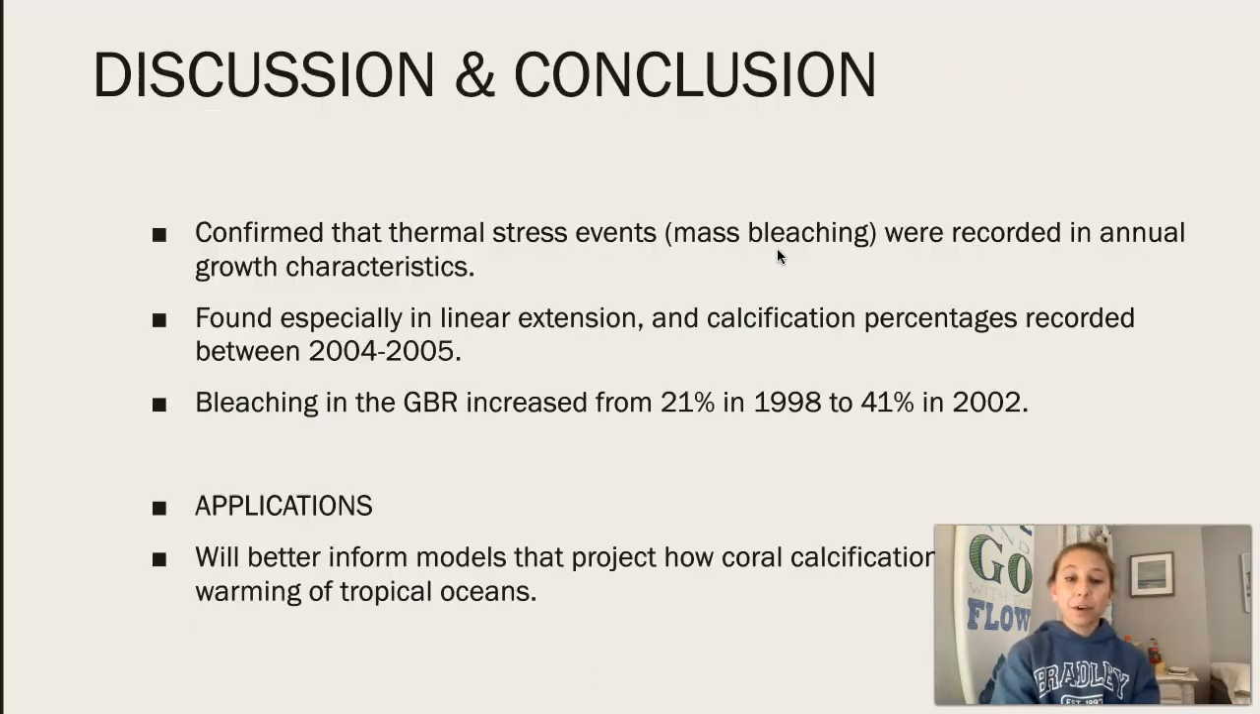Discussion and conclusion. The study confirms that thermal stress events, mass bleaching, were recorded in annual growth characteristics. It was found especially in linear extension and calcification percentages recorded between 2004 to 2005. Bleaching in the Great Barrier Reef overall increased from 21% in 1998 to 41% in 2010. Applications will better inform models that project how coral calcification will respond to ongoing warming of tropical oceans, as calcification was the most percent change seen from 1998 to 2002, in a total of 15%.